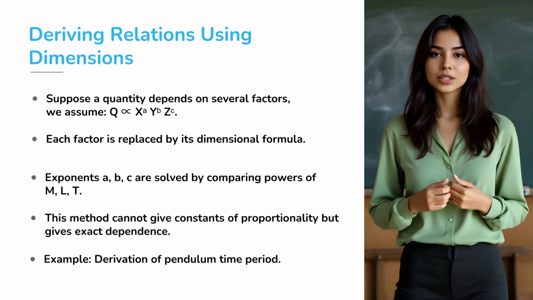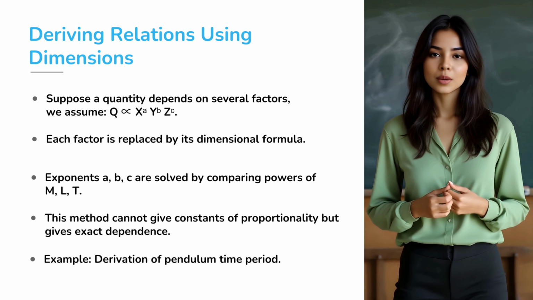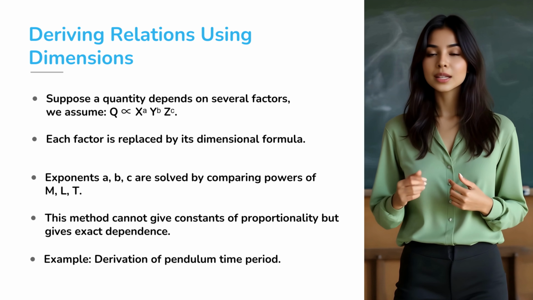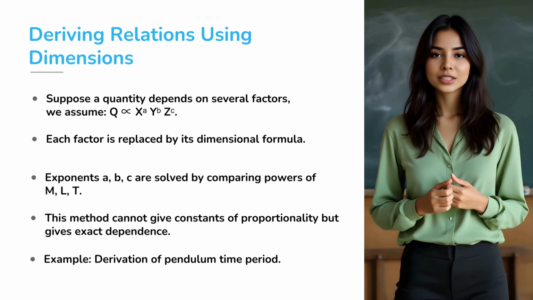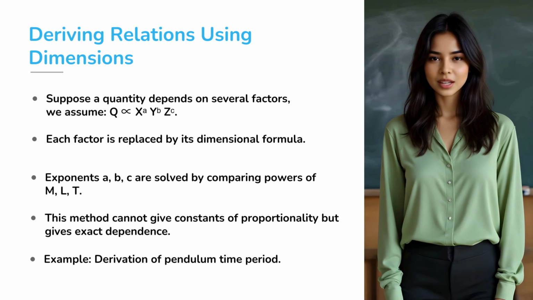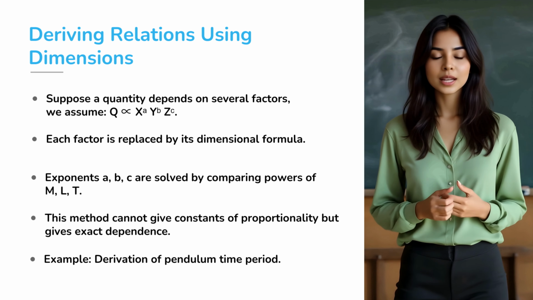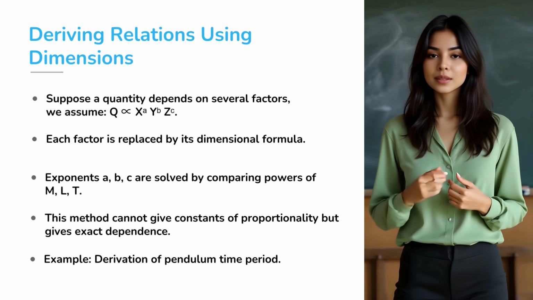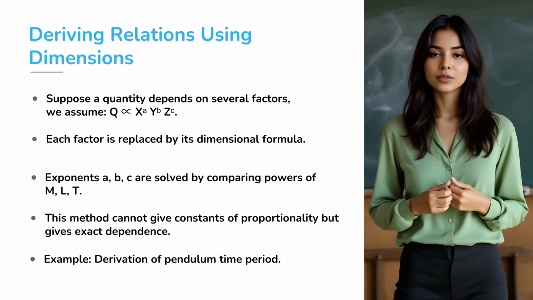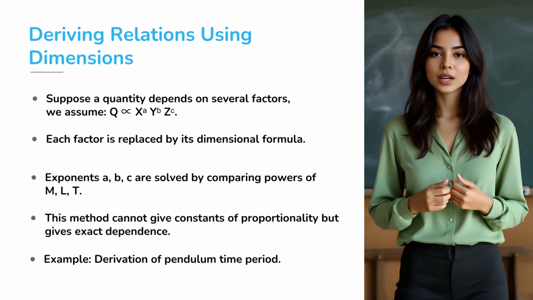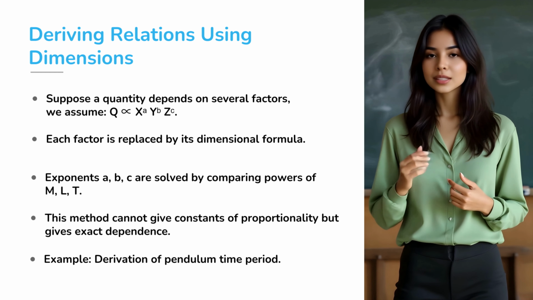Suppose a physical quantity depends on several factors. We assume a relation of the form q proportional to x to the power a, y to the power b, and z to the power c. Then we substitute their dimensional formulas and compare powers of M, L, and T. This process cannot tell us the numerical constant, but it reveals exactly how one variable depends on others. For example, whether a pendulum's time depends on its length or its mass.